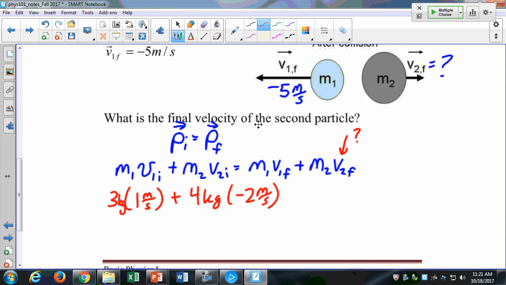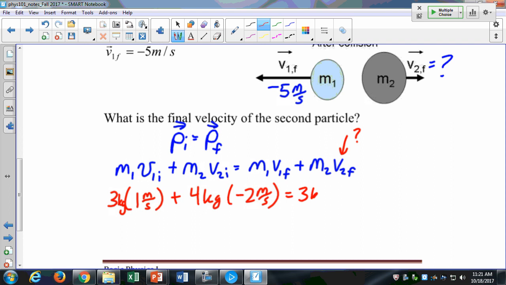Be very careful to watch your signs on these. A lot of students will miss this problem on the test because they get the signs wrong. So make sure that you read carefully through the problem. If there's a diagram, or if there's not a diagram, draw a picture and label very clearly what the signs and directions are for the velocities.